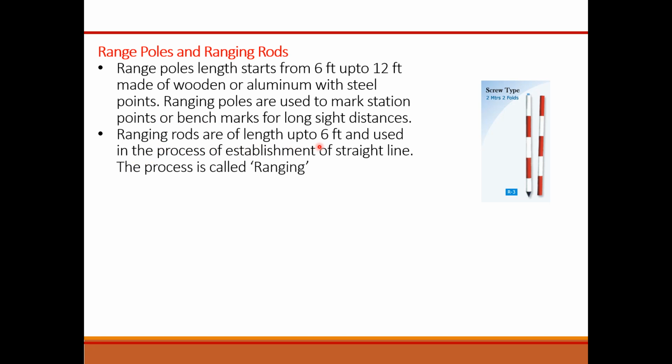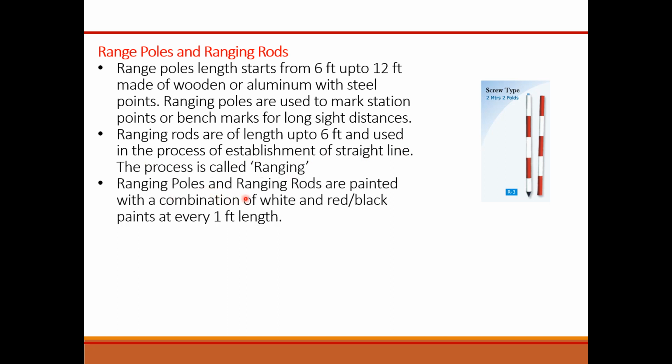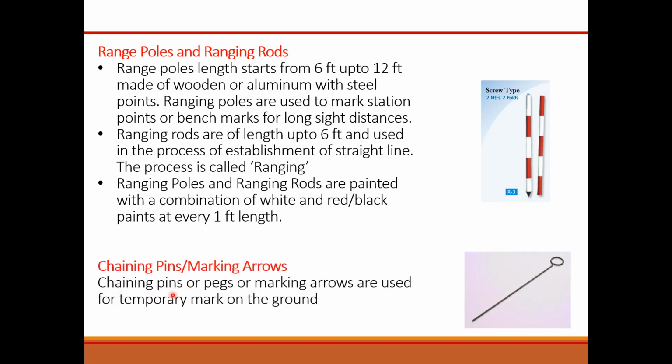Ranging rods are of length up to 6 feet and are used in the process of establishing the survey line. The process is called ranging. Ranging poles and ranging rods are painted with a combination of white and red or black paints at every 1 foot length, as you can see in this figure. Chaining pins or pegs or marking arrows are used for temporary marks on the ground.